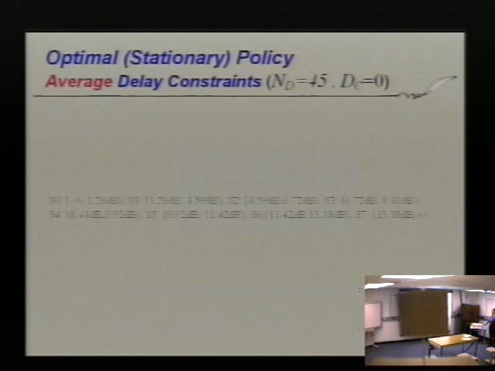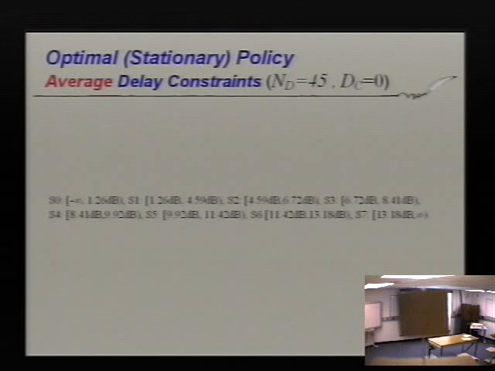Here, we use the 8-state Markov channel model that partitions the channel with identical steady state probabilities. As I said, A7 is the strongest state and A0 is the lowest state. And we use the average delay constraint of 45 packet slots. In this numeric example, we assume the feedback delay DC equals 0, which means the transmitter has the instantaneous channel state information.